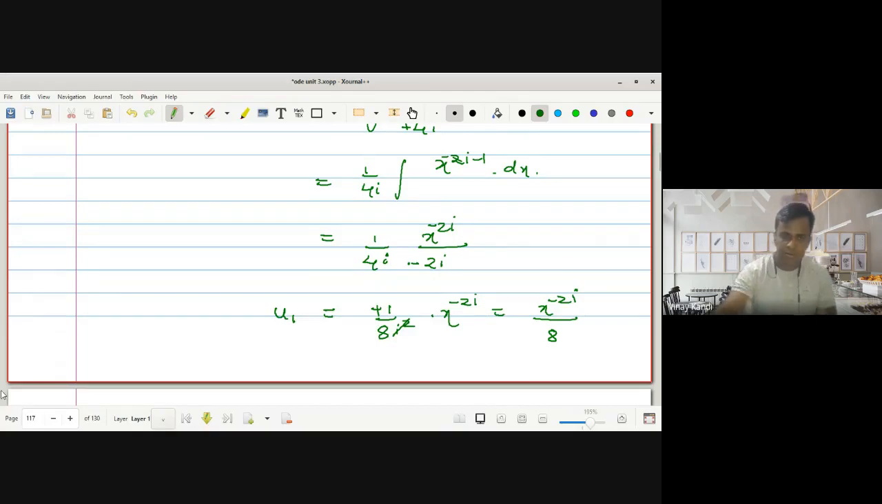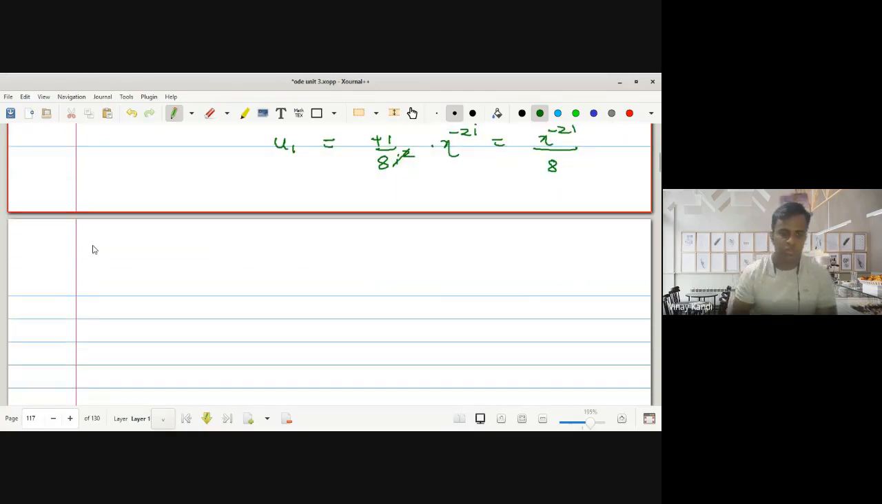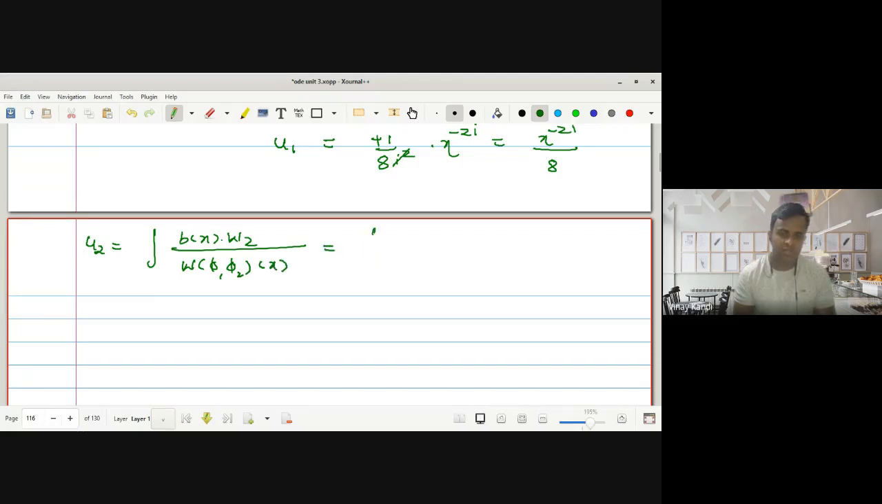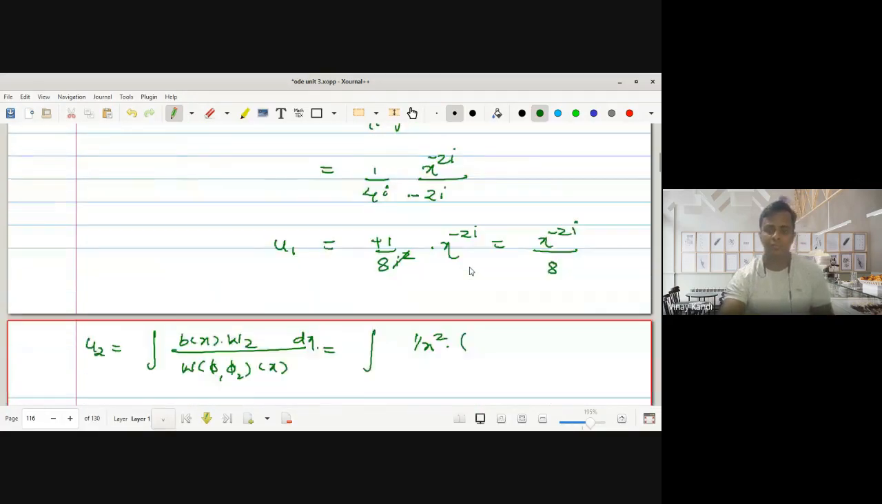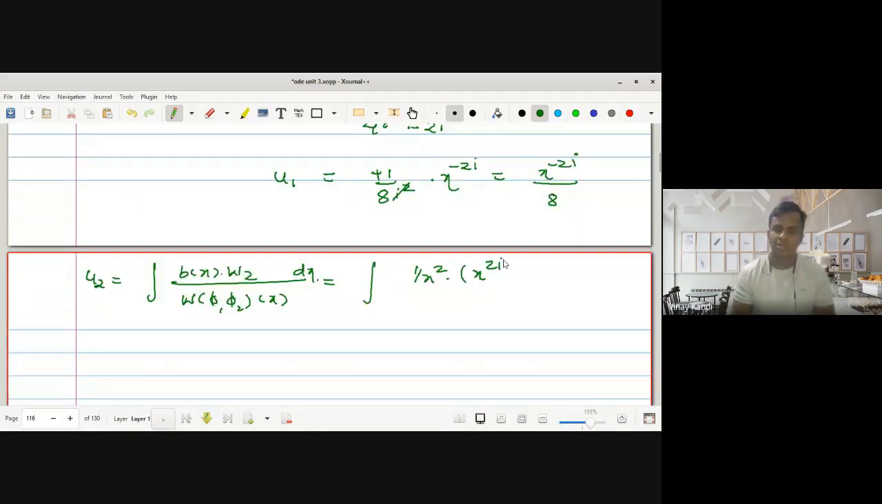Okay, now similarly take the value of u2. Calculate the value of u2 now. u2 is equal to integration of b of x into w2 divided by rho square of phi 1 phi 2 of x, into dx. Integration of b of x is 1 upon x square, w2 is x raised to 2i, divided by the value of the Wronskian, minus 4i divided by x. So this x cancels, into dx.